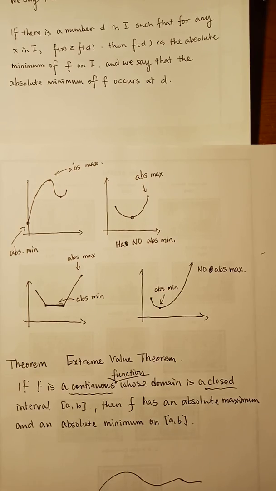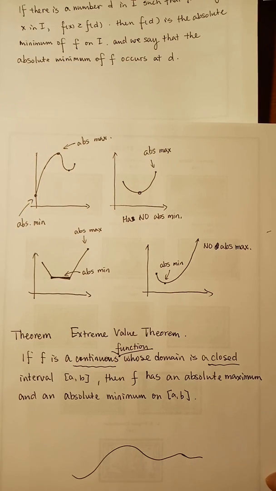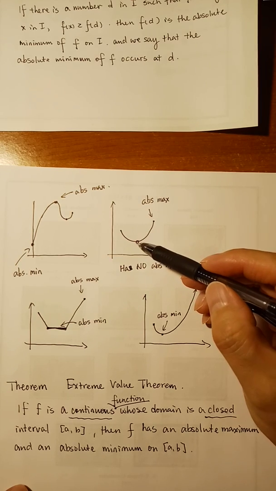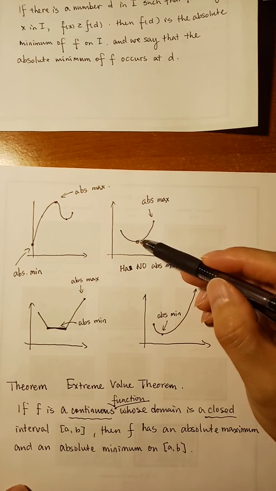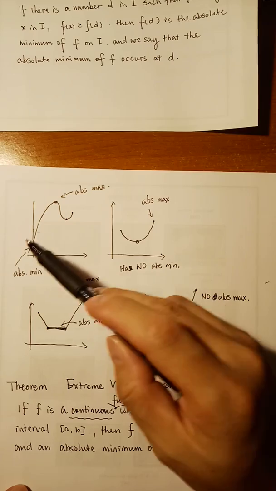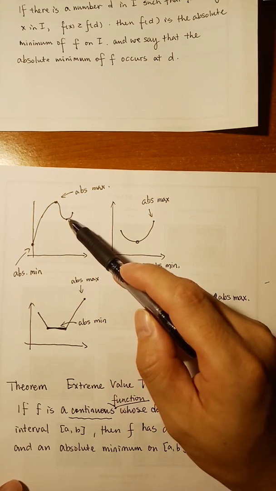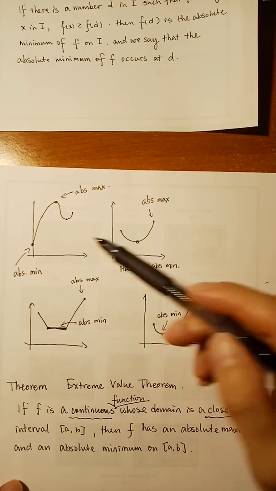If f is a continuous function whose domain is a closed interval, those two properties are the minimum requirement. If one of them is missing, then this theorem is not correct. Okay, so let's check here. This is not continuous because it has a hole. You see here, this is a continuous function. The graph is connected. Then definitely it has an absolute max and absolute min.